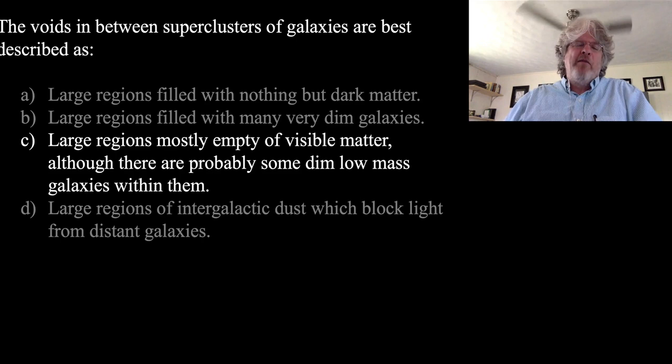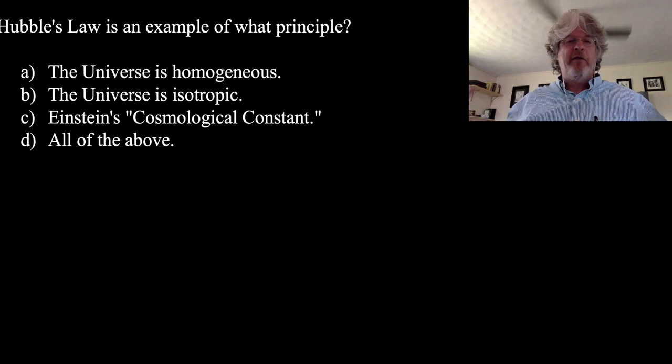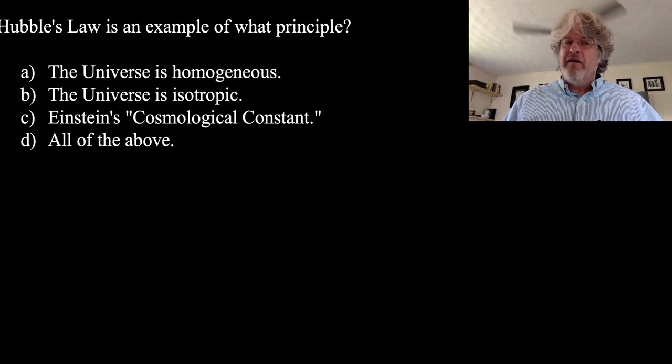Hubble's law is an example of what principle? Oh, okay. We've got the universe is homogeneous, the universe is isotropic, the cosmological constant, all of the above. All right, so Einstein's cosmological constant is not a principle. It's that thing he added to give a springiness to space to fight back against gravity. So it can't be C. And the minute you know it can't be C, it can't be D. So it's either the universe is homogeneous or isotropic.